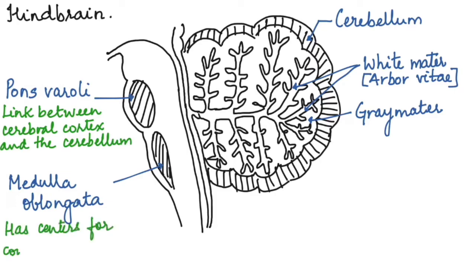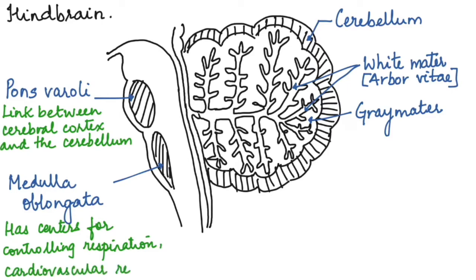The medulla oblongata is a very important part of our body which controls various reflex centers. So it has some main centers that are controlled, that is the respiratory center which controls respiration. There is the cardiovascular center which controls the cardiac reflexes, etc.